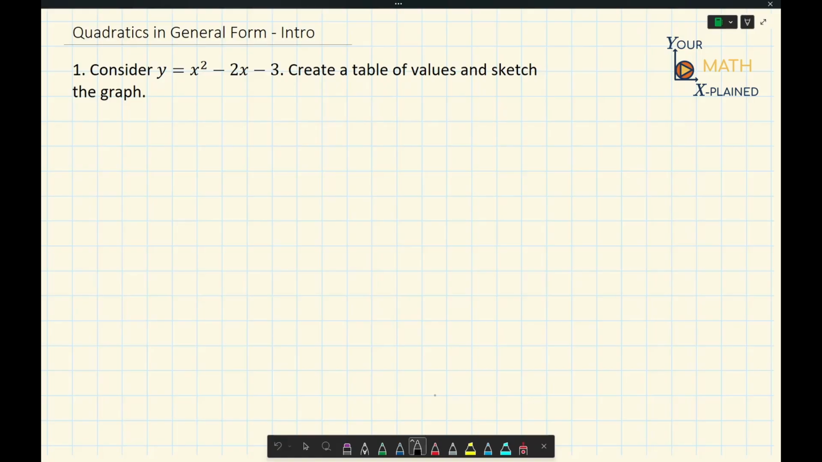Today, we're investigating the general form of a quadratic function, discovering why its graph curves using a table of values, and building an algebraic formula to locate its exact turning point symmetry.